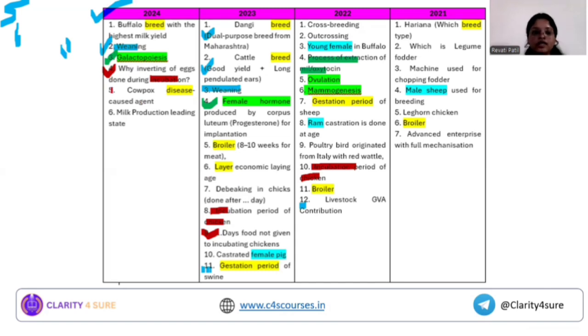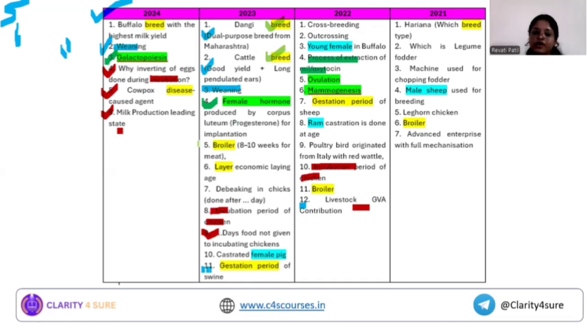Okay, next the question is about disease. On disease they're asking which is the causal agent, like bacteria, virus, like that they're asking questions. Next is about the milk production leading state. This is the current affairs point, and again the livestock GVA is also from current affairs. Next, here again the breed. Each year you can expect one question on breed, so please do not ignore the breeds.